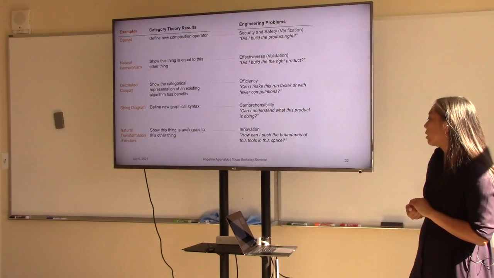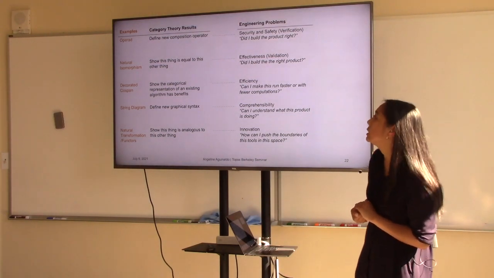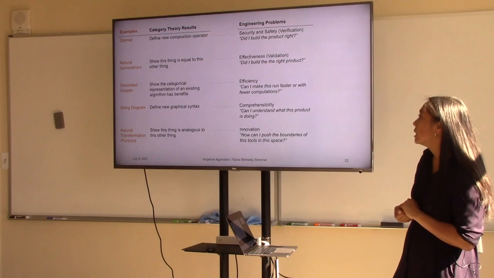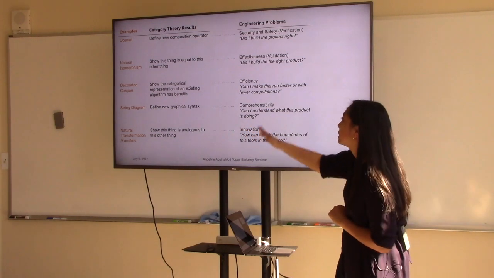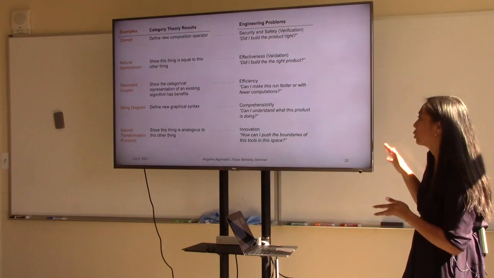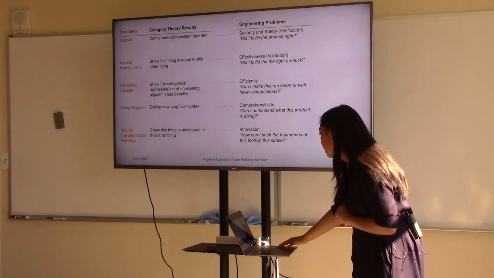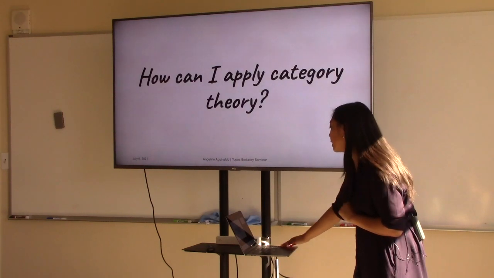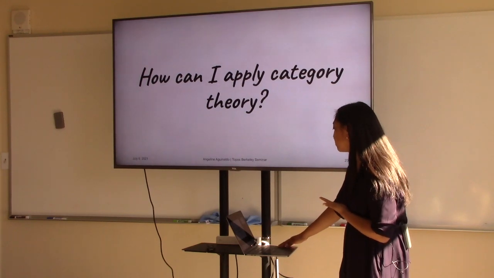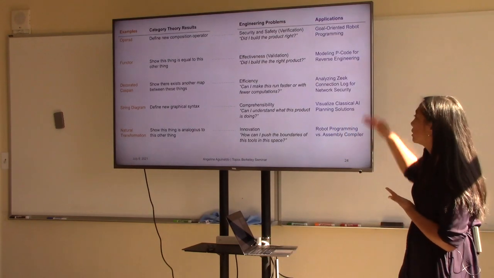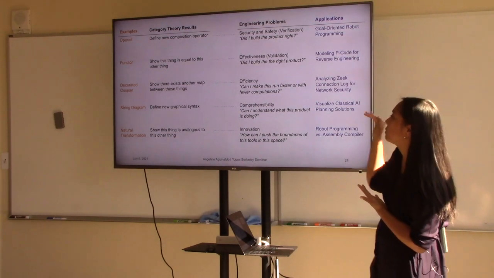Okay, so you can see that there are some loose alignments between the category theory results and the engineering problems that I had listed. I'm suggesting that these results address some aspects of each of these classes of problems when engineering a system, and I'm going to go into a few examples of that. So the next section is how can I apply category theory? I'm going to go through a quick tour of some of the projects I was working on that I think address some of these engineering problems.